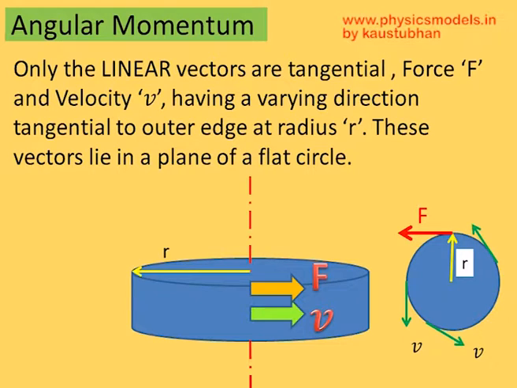Now in terms of vectors, we must understand very clearly that only the linear vectors like force, velocity, and linear momentum are the tangential ones. And you can see the arrow direction for F and for V. You can also see the top view of that disk shown as a circle. These vectors lie in the plane of that flat circle.